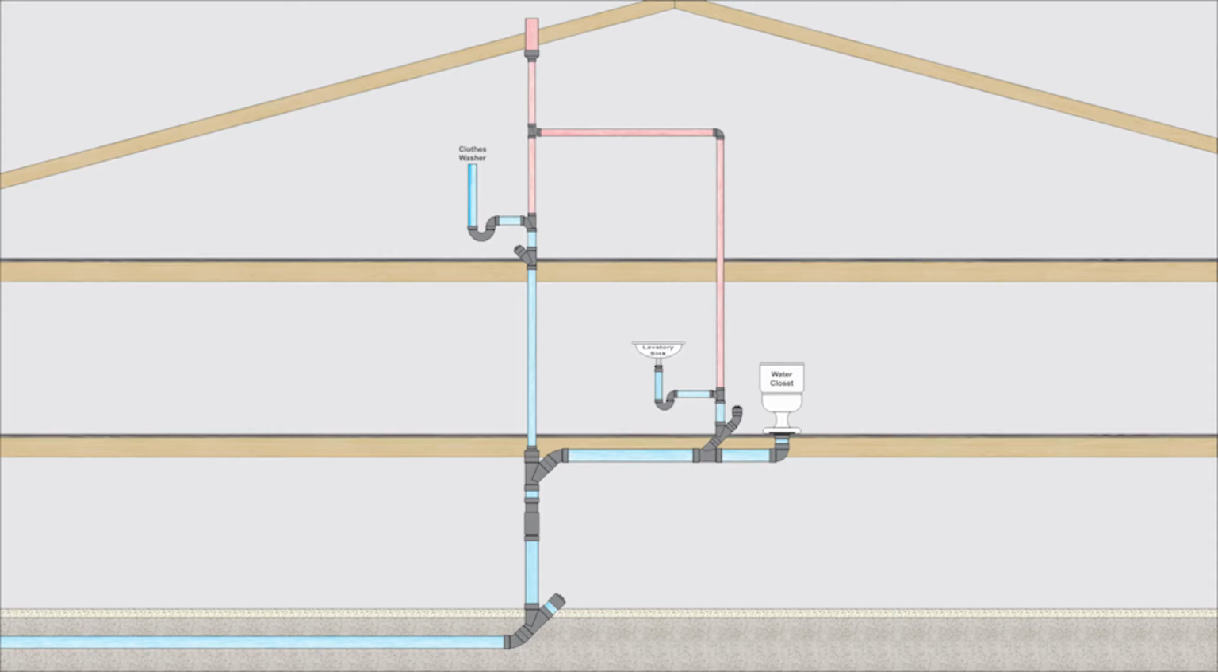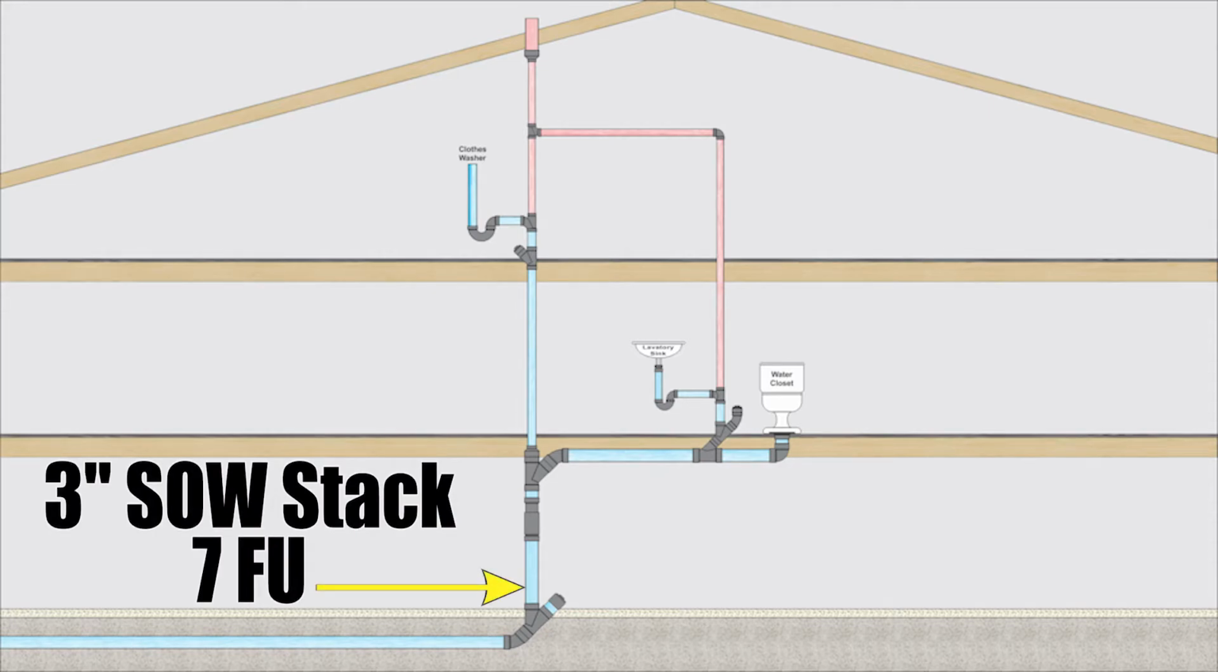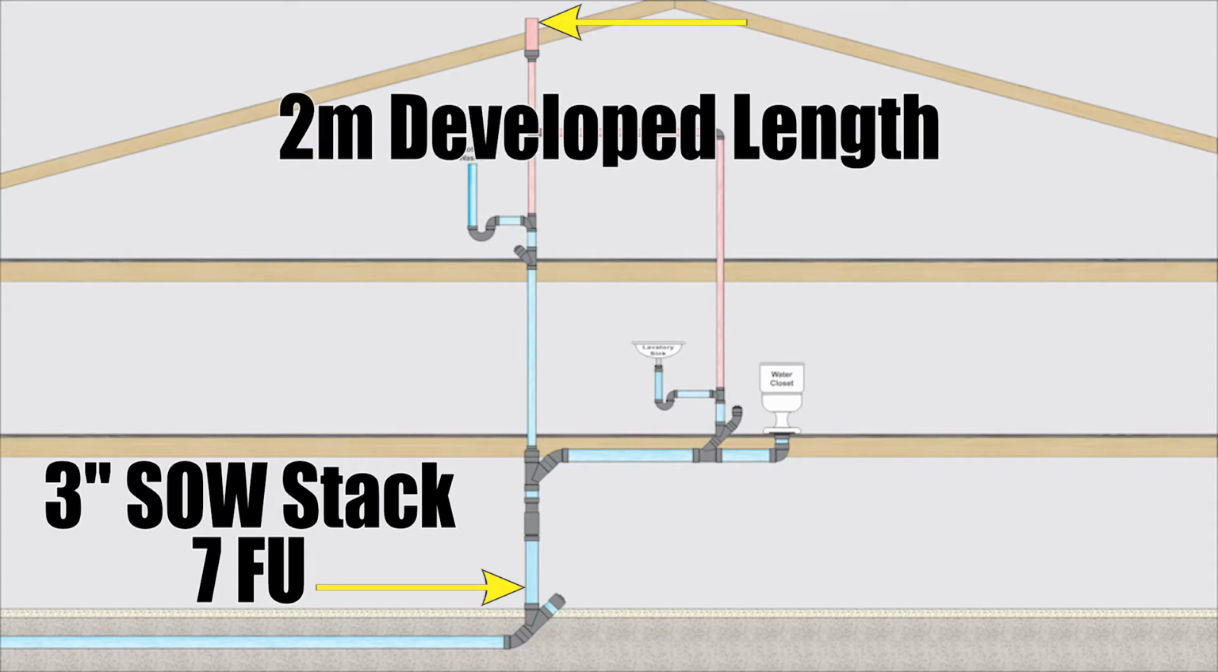Now for our next example, we have a 3-inch soil and waste stack at its base with 7 fixture units draining through it. And the stack vent itself extends from here all the way up through the roof, and we're going to say that's 2 meters of developed length.